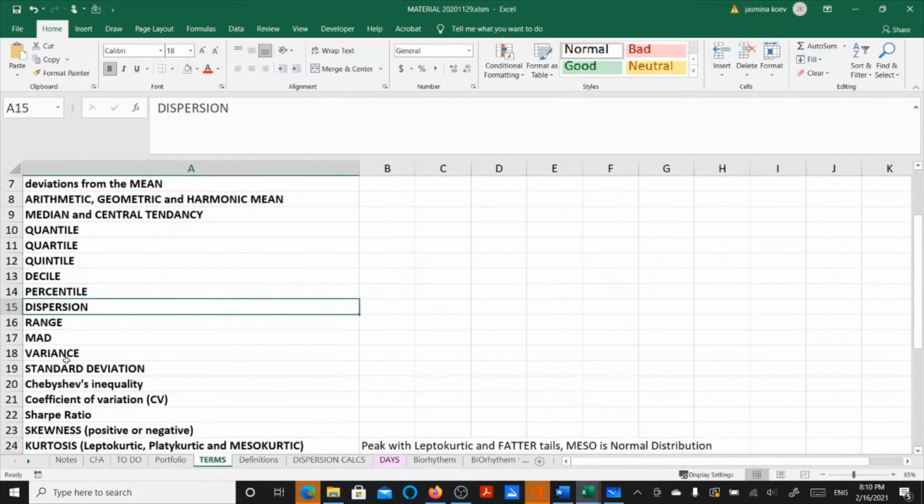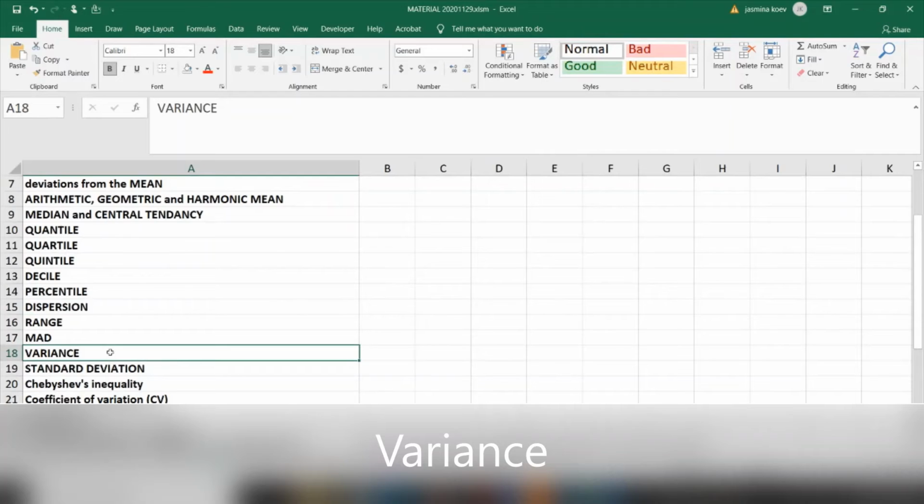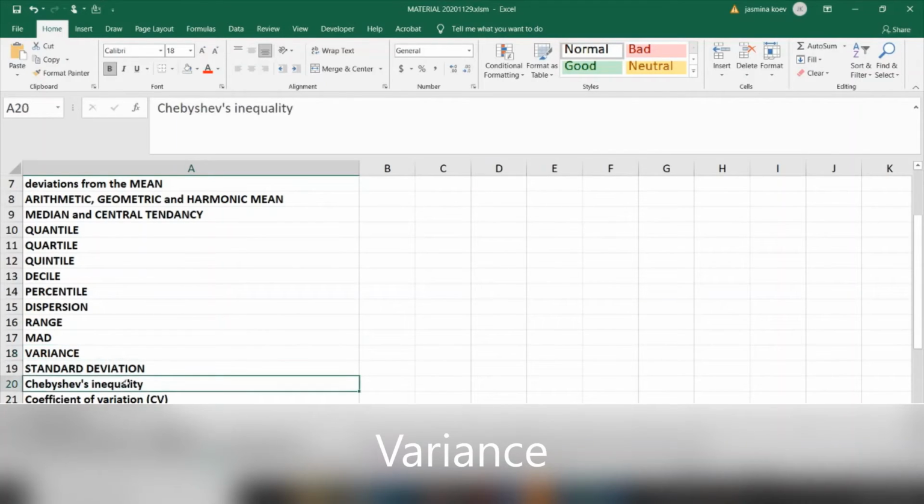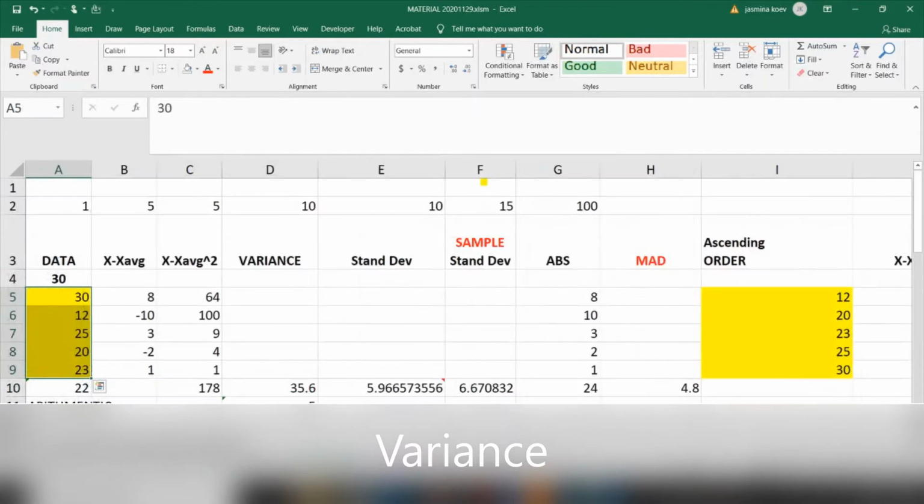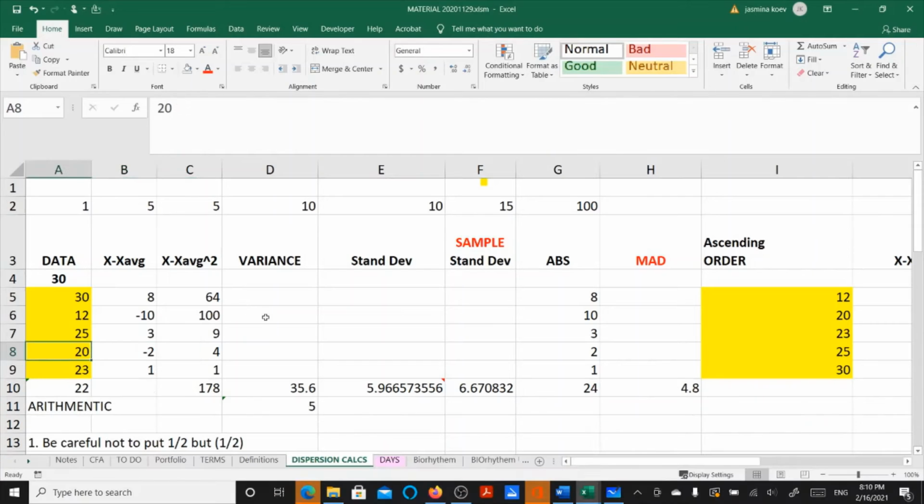Moving on from MAD, let's speak about variance, standard deviation, and Chebyshev's inequality. Variance over here, and I do suggest you set this up yourself. Set up your own Excel spreadsheet with these concepts and you will never forget them. Better still, create a video like this one and you will never forget it. At least you will know how to refer back to these concepts.